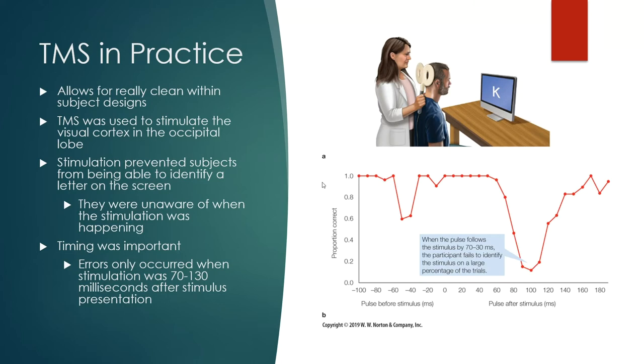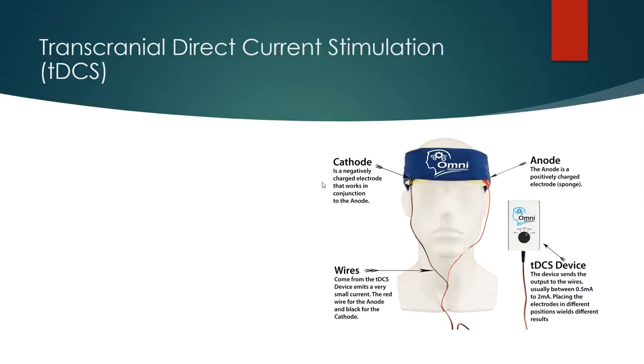It actually takes about 60 to 100 milliseconds for the information to get from your eyes to the visual cortex. And so that's why this timing is really important, because if you do it after, the signal has already left the visual cortex for further processing. And so this is disrupting that really early sensory processing. And we'll kind of talk about that more once we get into vision in the next couple of lectures. So really cool way to turn things on and off, kind of freaky.